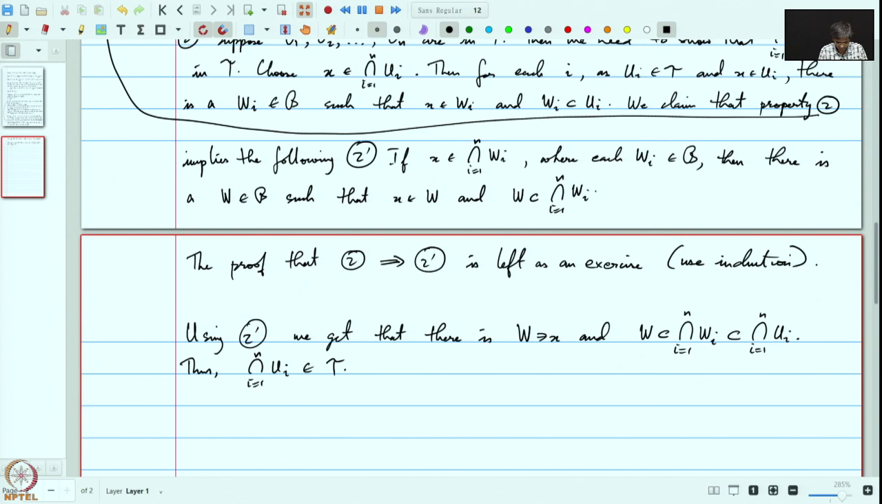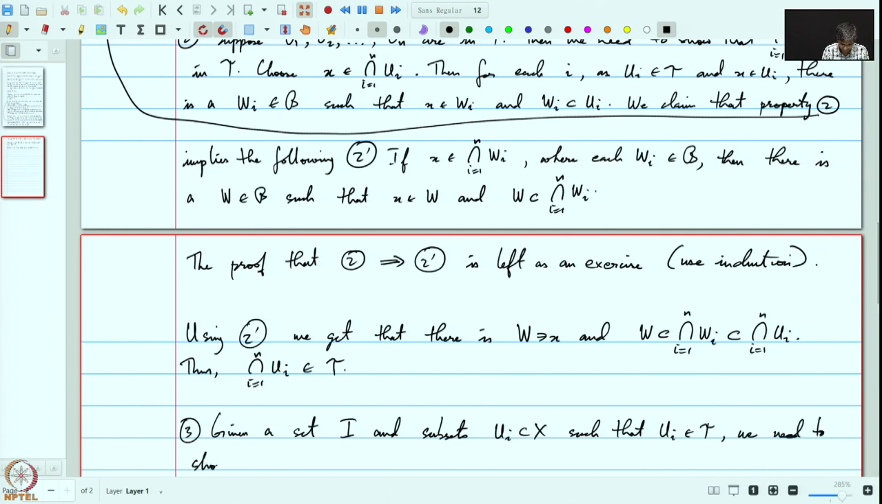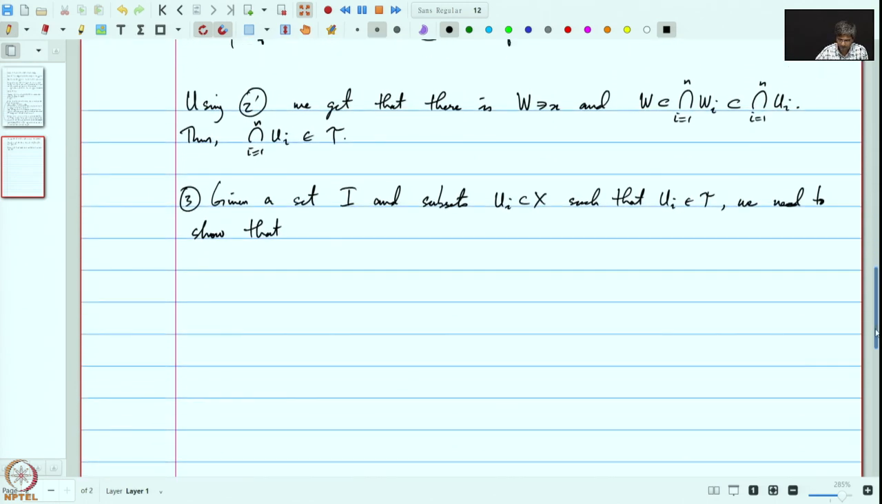And finally, we have to check the third condition. So given a set I and subsets Ui of X such that Ui is in tau, we need to show that the union of Ui, i in I, is in tau.